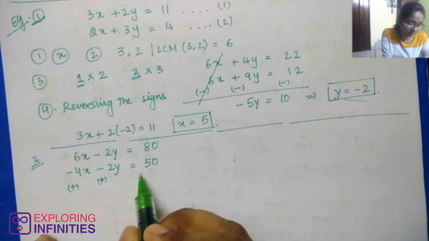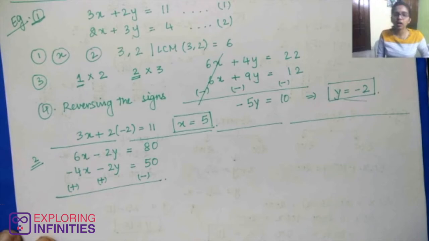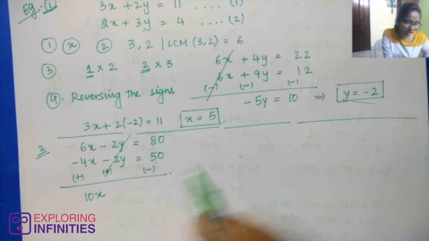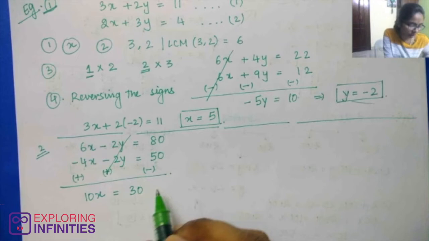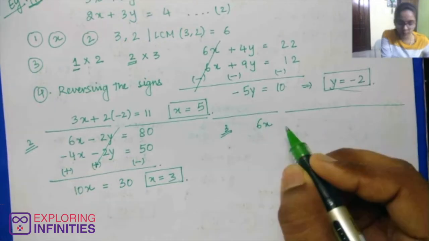So now simply I just do my calculations. So I have 6x plus 4x, so I write it as 10x, minus 2y plus 2y gets cancelled out. Now this will be equal to 30 because 80 minus 50. So I have x as 3 in this case. So this was one of the cases of reversing the signs. Okay, now one more case. So here again I have performed my first, second and third step, and I have this equation with me.